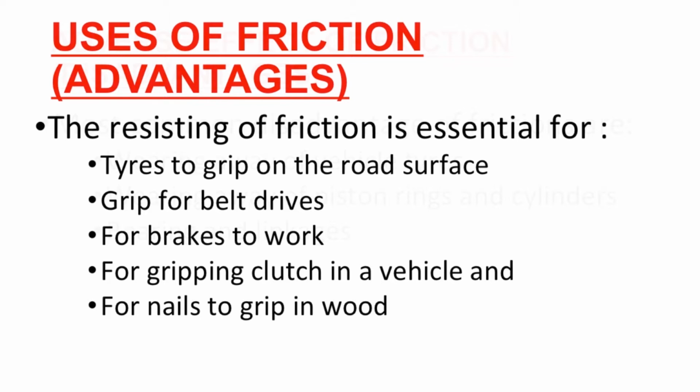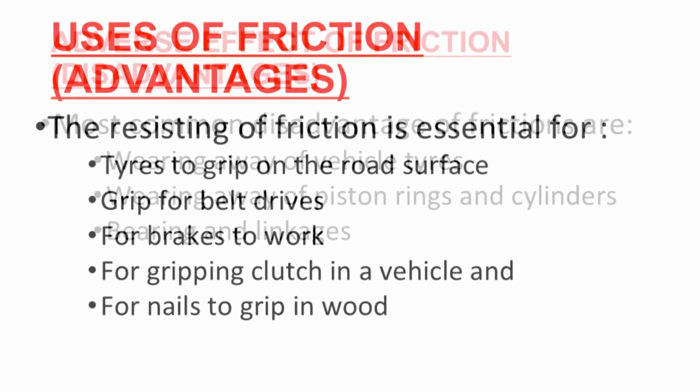For that fan belt to operate without any slipping, friction should be there. For brakes to work, if you apply brakes in your vehicle, for that vehicle to come to rest or to slow down, friction must be there. For gripping the clutch in a vehicle, for those who use manual vehicles, they know that when you press on your clutch, it needs to operate, and for it to operate, friction should be there. And lastly, for nails to grip on wood, if maybe you are working with wood.